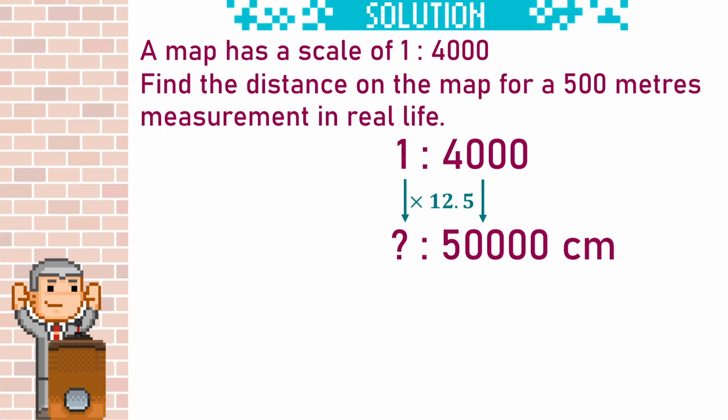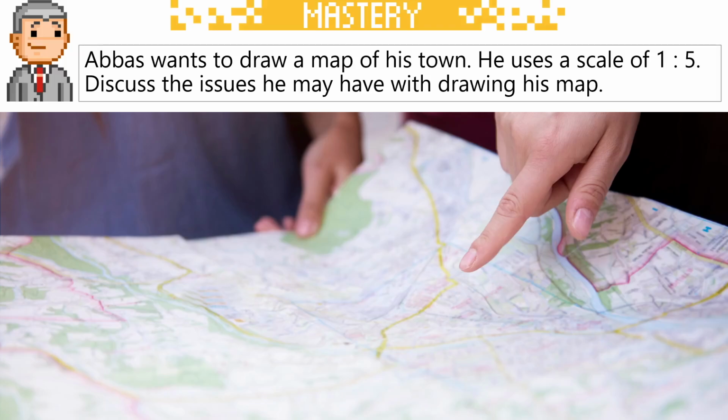Do the same on the left hand side. 1 times 12.5 is 12.5. So it will be 12.5 centimetres on our map. And let's finish with this.